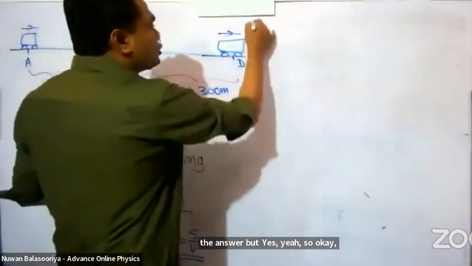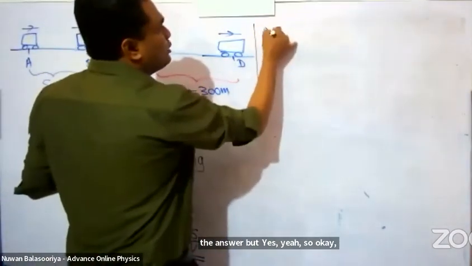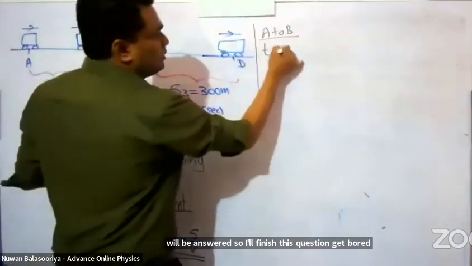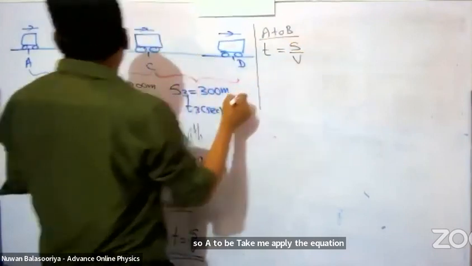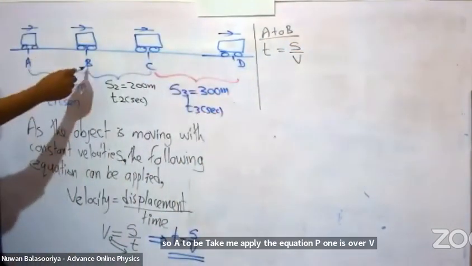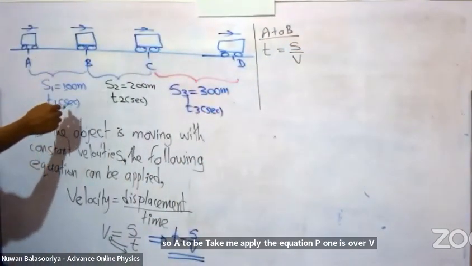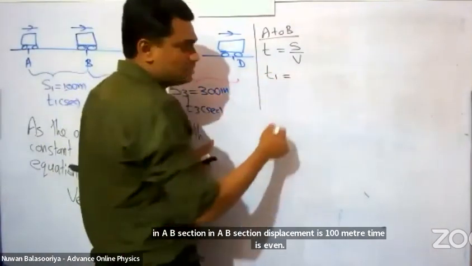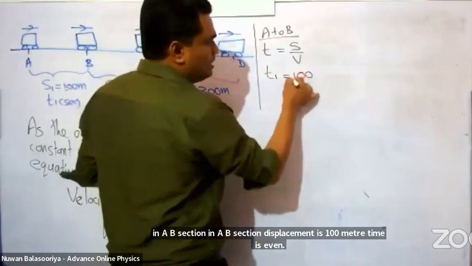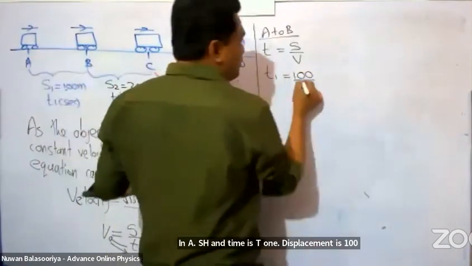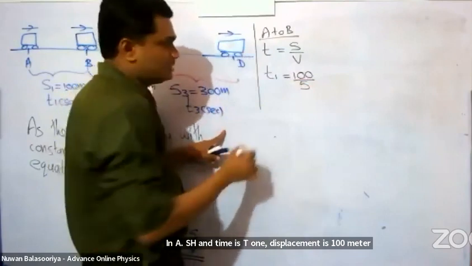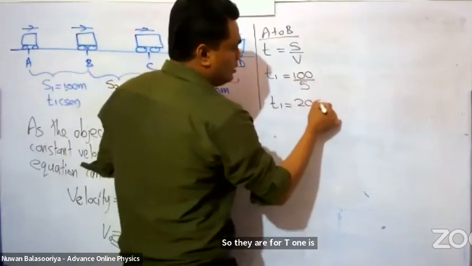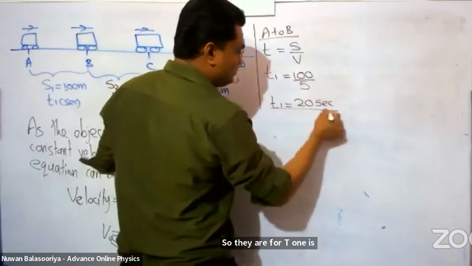Look at the board. So A to B. Let me apply the equation T equals S over V. In the AB section, displacement is 100 meter, time is T1, and velocity from A to B is 5 meter per second. So therefore T1 is 100 divided by 5, which is 20, unit is seconds.